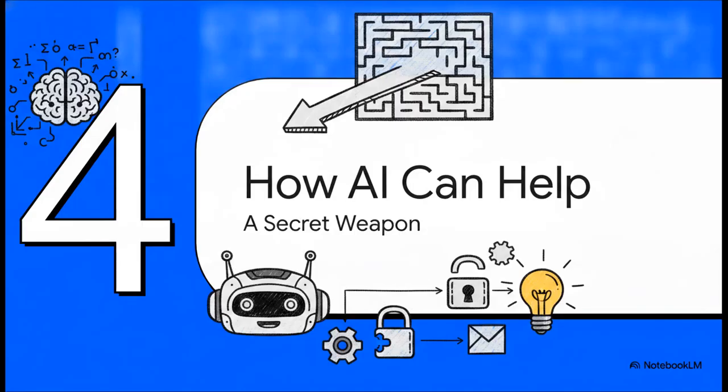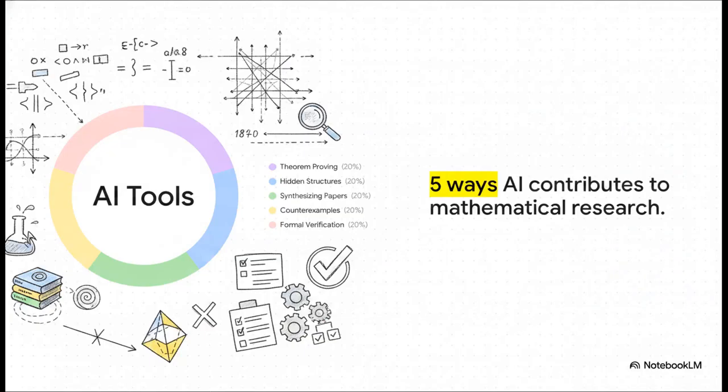Moving on to Section 4, how AI can help, a secret weapon. Human mathematicians have been banging their heads against this for decades. But now, we've got AI. And AI isn't just a giant calculator, it's a multi-tool with some very specific superpowers.